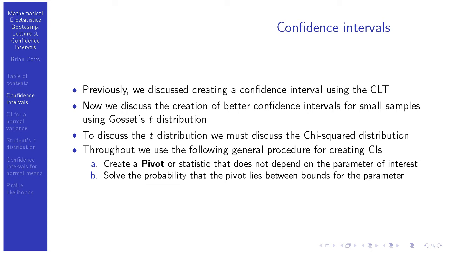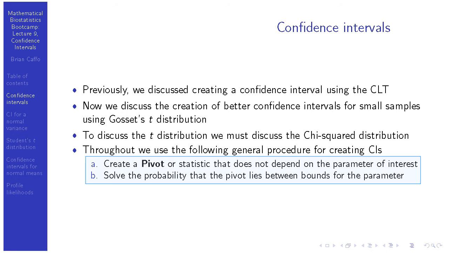Gosset's t-distribution is often called Student's t-distribution, and we'll explain why in a little bit. To discuss the t-distribution, we first have to go through what the chi-squared distribution is, so we'll develop that first. Whenever we create confidence intervals, there seems to be some kind of prevailing logic that we use. Basically, we try to create a probability statement, and then we manipulate that probability statement to generate an interval. Well, this strategy is codified here.